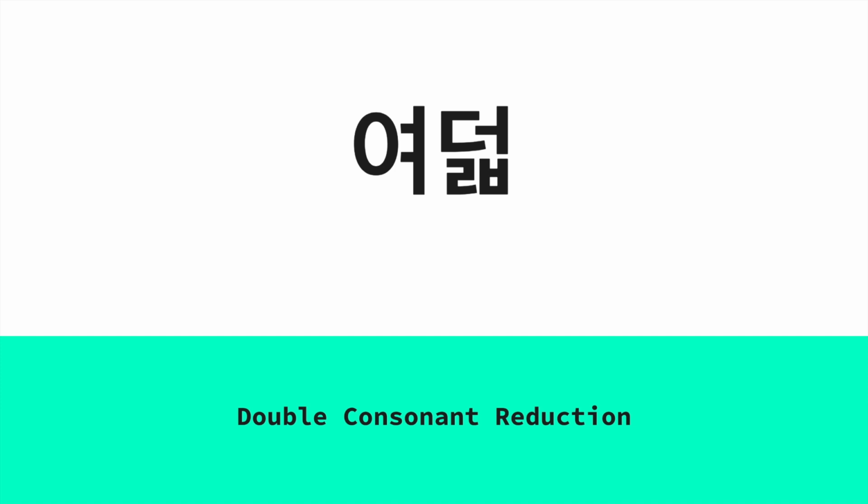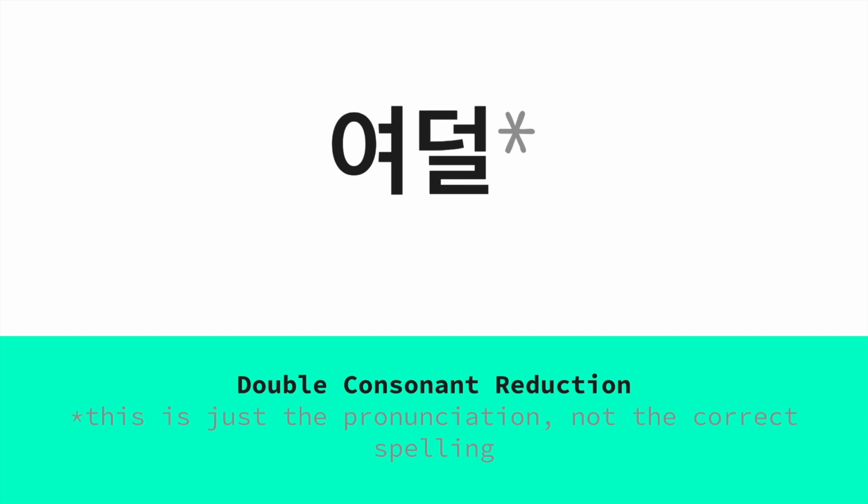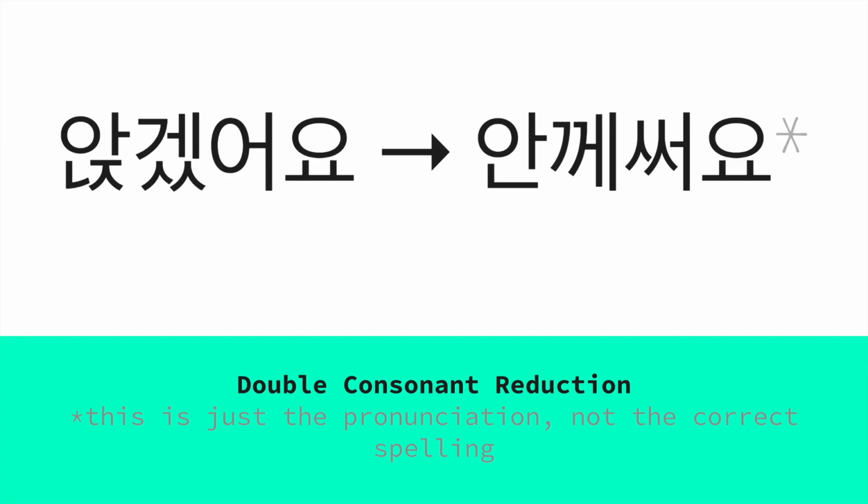Here we have double consonant reduction, which means when we have two consonants at the end of a syllable and it is not followed by an empty syllable, that one of the two syllables is dropped. In our example, we have this one dropped. And it would sound like? 여덟. Another example. 안 깼어요.